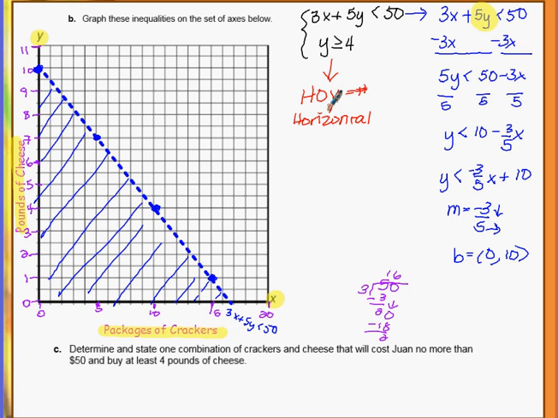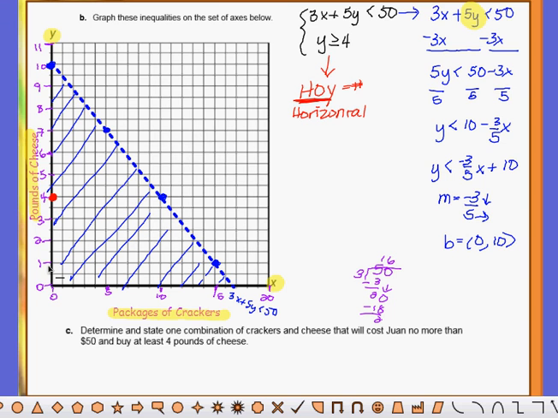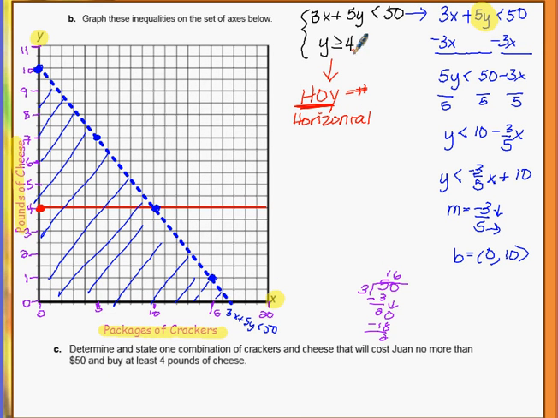Okay, let's graph the next line. We said it's a horizontal line that begins at y equals 4. This one is a solid line that's going to go straight across. So I'm going to get the line tool. You can grab your straight edge, horizontal line.